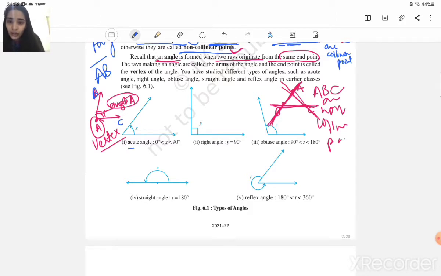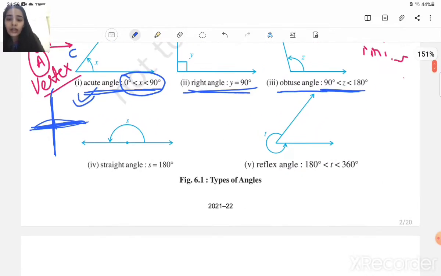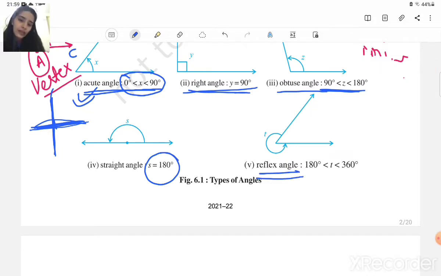If the angle is between 0 and 90 degrees, then it is known as an acute angle. 90 degrees is this intersection. The right angle is 90 degrees. An obtuse angle is when the angle is between 90 degrees and 180 degrees. A straight line is formed when the angle is 180 degrees, and a reflex angle is formed when the angle is between 180 and 360.